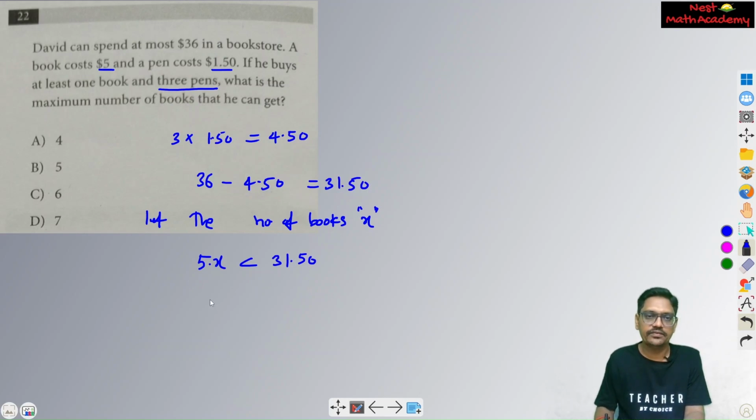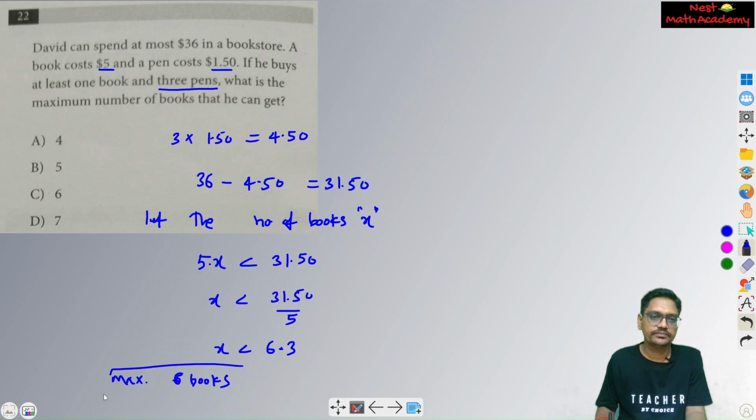So less than this. Divide by 5 on both sides. 31.50 divided by 5, X less than or equal to 6.3. So I'm getting 6.3. You cannot buy books in halves or decimals. So it means you can buy a maximum of 6 books. Max 6 books we can buy. So David can buy a maximum of 6 books. Okay, right.